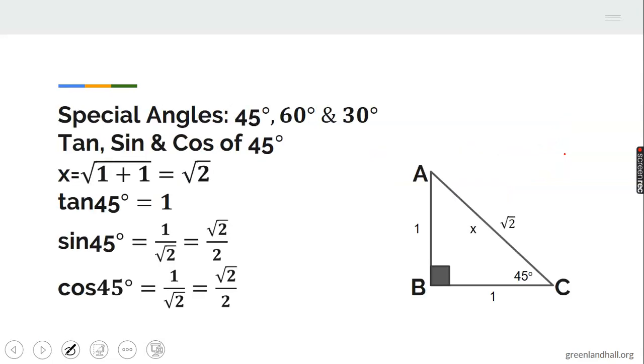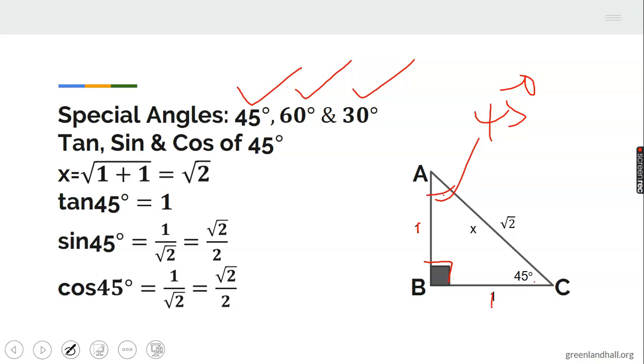Now move forward on special angles. The special angles are 45, 60, and 30. I come again, they are 45, 60, and 30. We are given an isosceles right angle triangle. Here is 45, therefore here too will be 45 degrees. And here is already 90. So, of side 1 and 1.